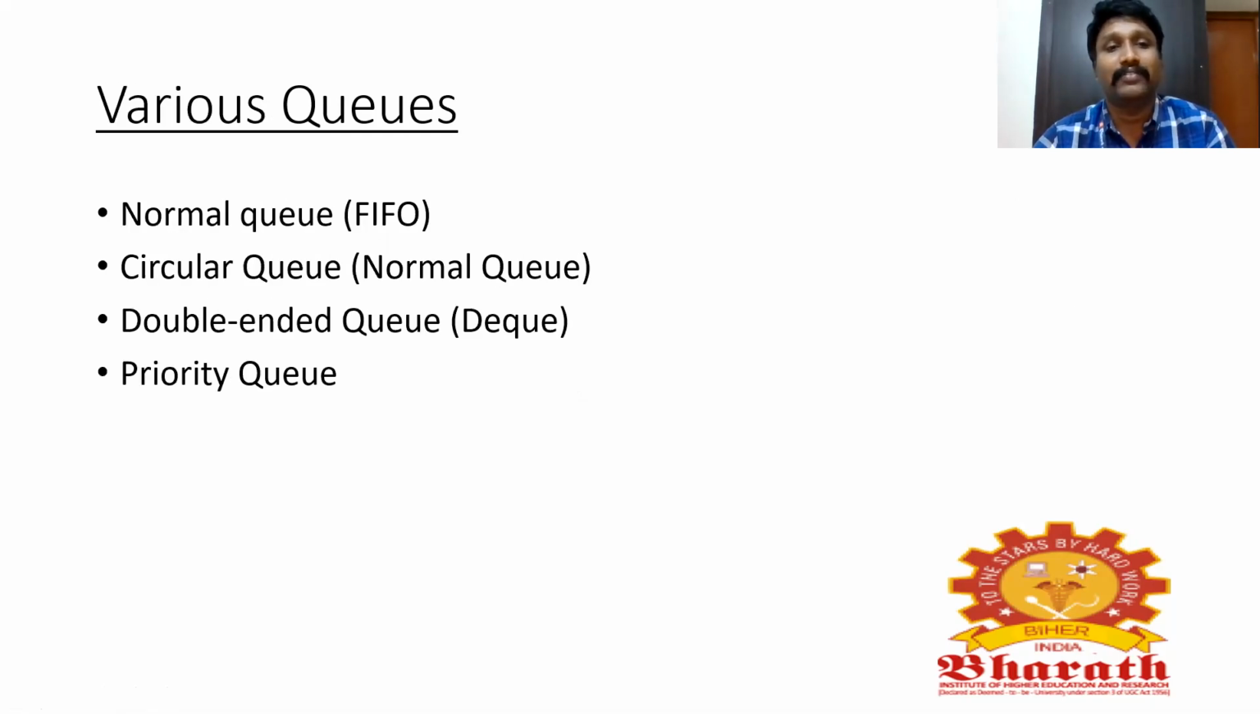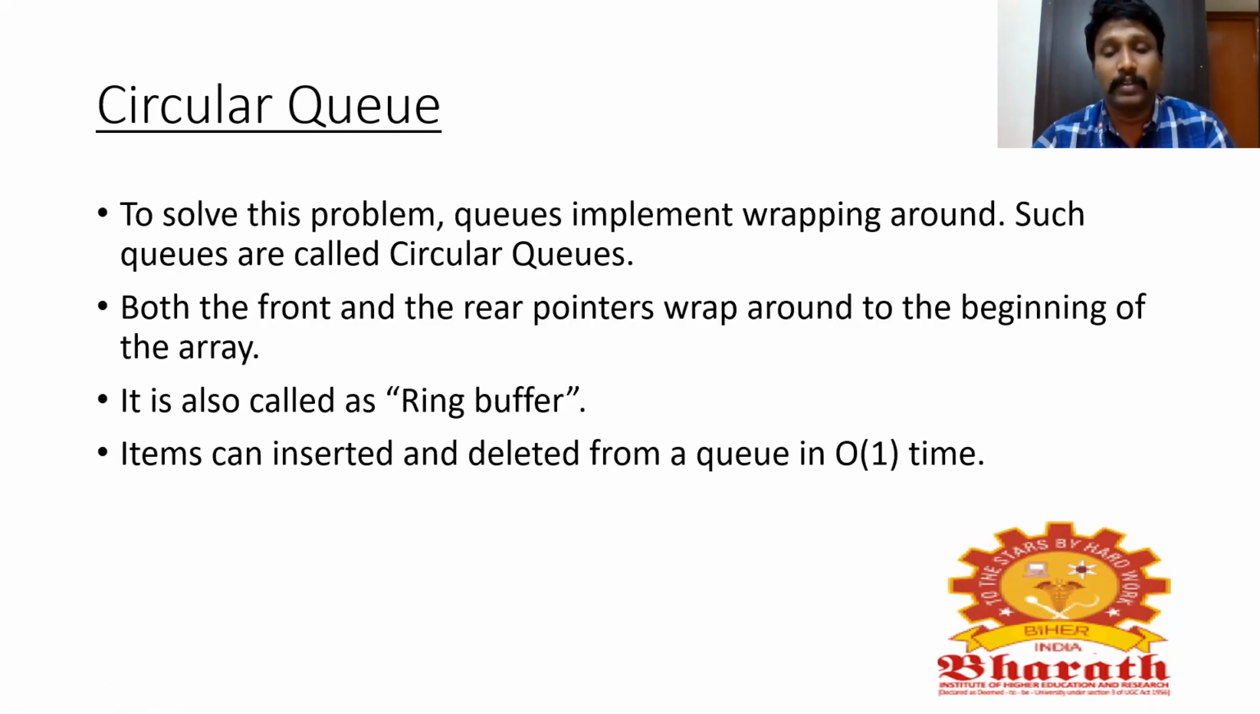As you can see, there are various queues. The normal queue follows first in, first out. So this is about the time complexity. Big O is the worst case. Big O of one is the time taken for the inserting and deleting operations.